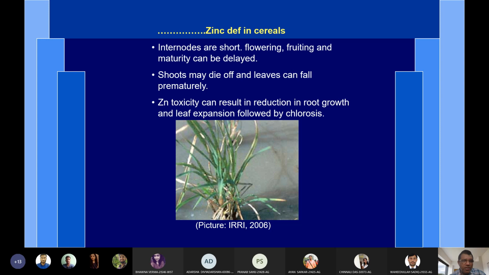Internodes are short, flowering, fruiting, and maturity can be delayed. Shoots may die off and leaves can fall prematurely. Zinc toxicity can result in reduction in root growth and leaf expansion, followed by chlorosis.